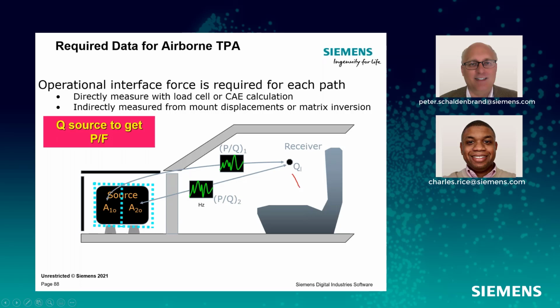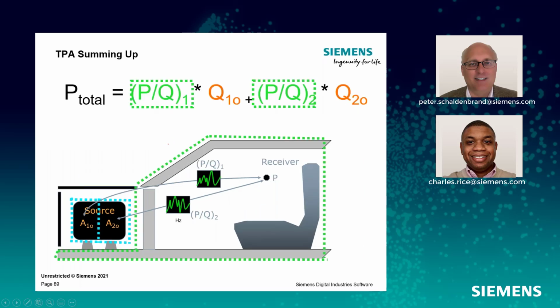Then I'm going to put the Q source here, actually, and do a reciprocal measurement. This is kind of radical, to get P over Q. The P over Q will be at, I actually put a microphone right where the accelerometer is, literally tape it in the same place, and I can get a P over Q. And then I take my P over Qs that I measured, times my operational Qs from the accelerometers, multiply those together to get my P1 and P2.